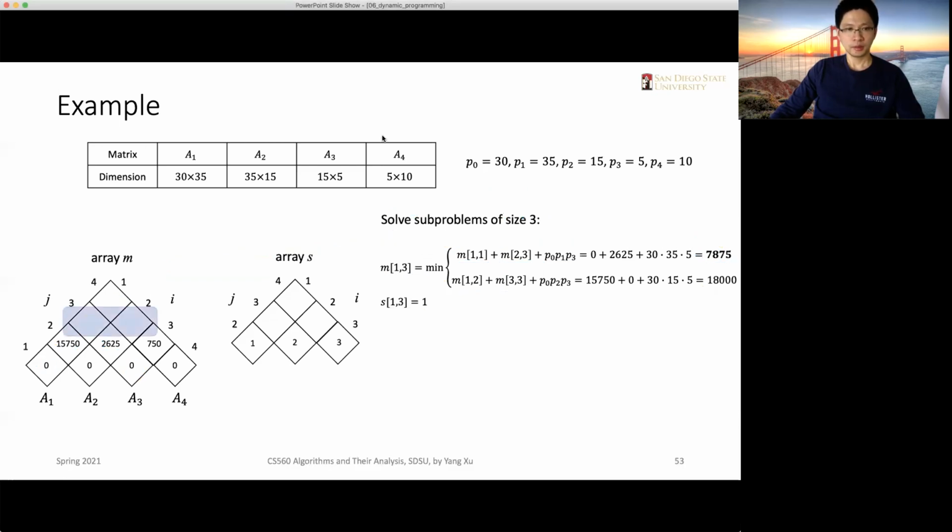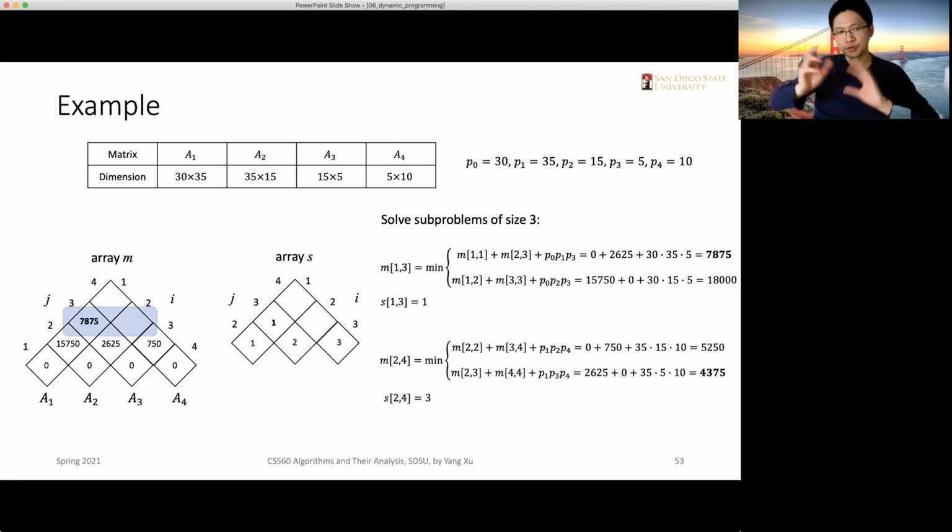Right, and similarly for M24, we will compare within 2 possible ways, and then we will place the solutions within the cells.